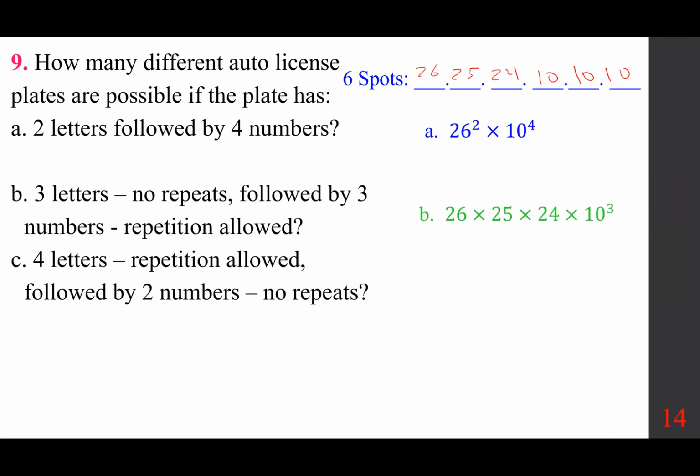Now we can have 4 letters. Repetition is okay. And then we have 2 numbers where we cannot repeat. Right? And then the numbers, we have 10 here. Since we cannot repeat, the next one can't be 10, it has to go down by 1. And so the answer is 26 to the power of 4 times 10 times 9. Those are the possible outcomes.